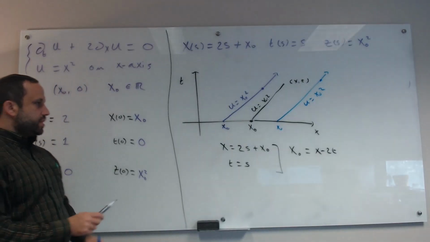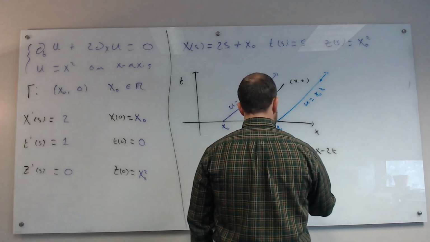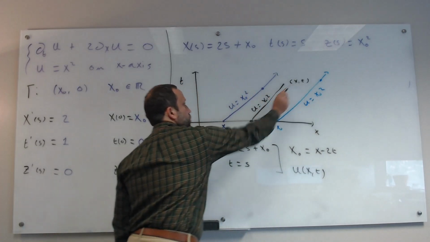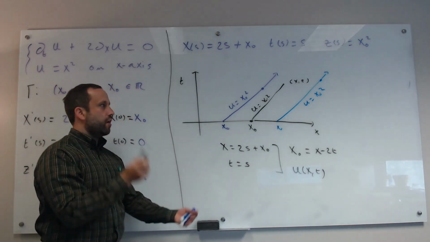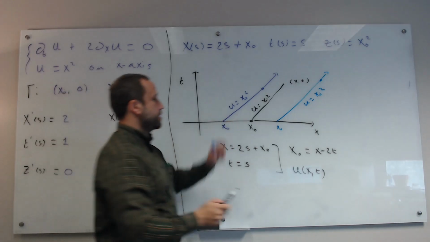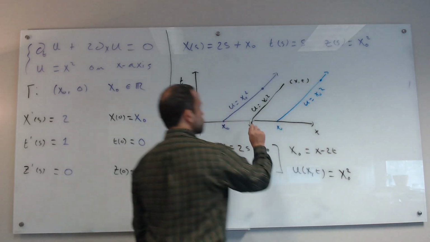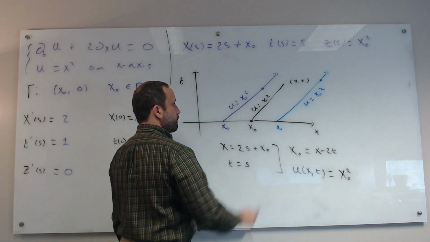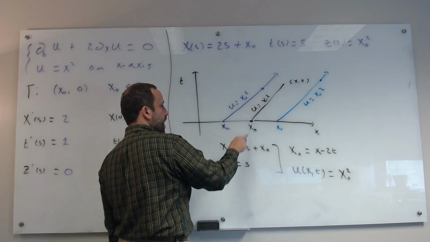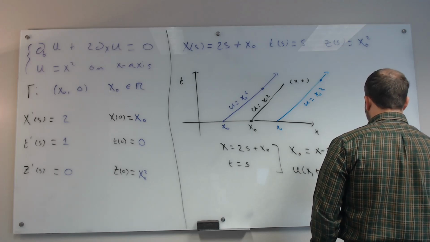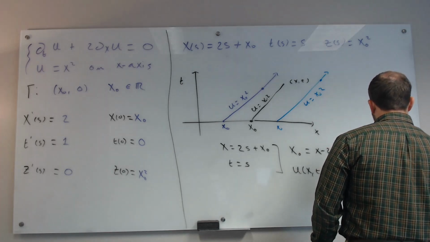And so what this tells us then is u of xt, for this particular point x comma t, but it's generic, u of xt is going to be equal to x naught squared. That's what this says. But for this xt, the corresponding x naught is x minus 2t. So this is equal to (x minus 2t) squared.